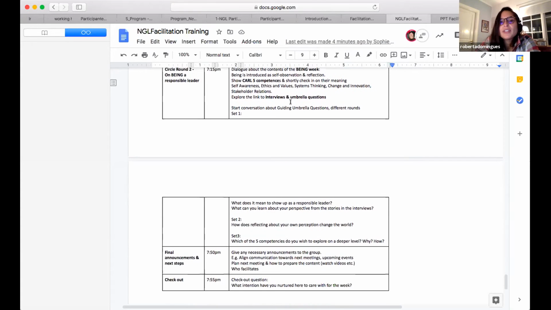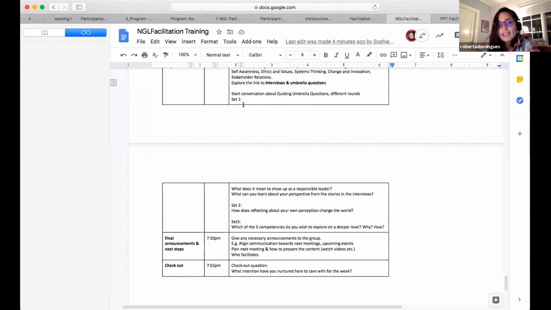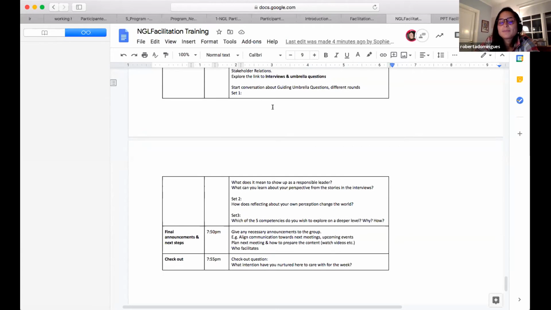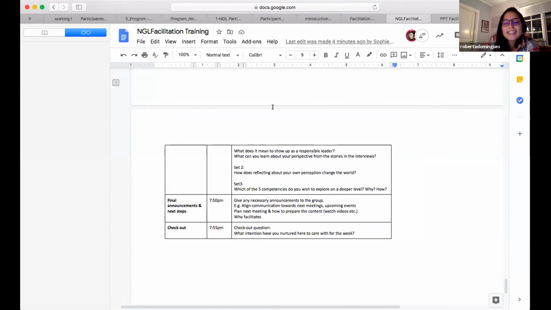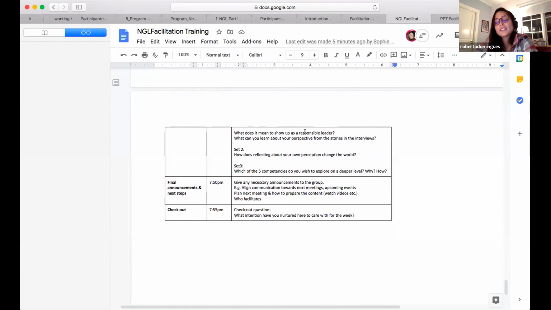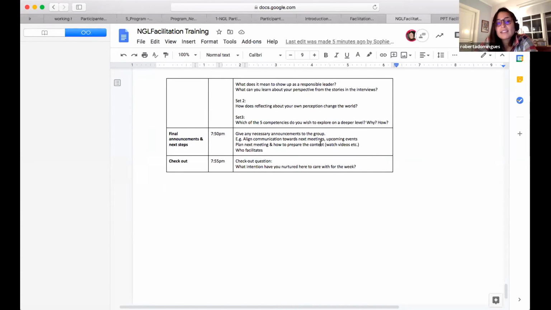So we again will be talking about that, and remember that we have some guiding umbrella questions we have sent you in the email that help you with these reflections. And then you can talk about what it means to show up as a responsible leader. What can you learn about your perspective from the stories that you've been listening to in the interviews? How does reflecting on your own perceptions change the world? Because the way we see the world changes the world.